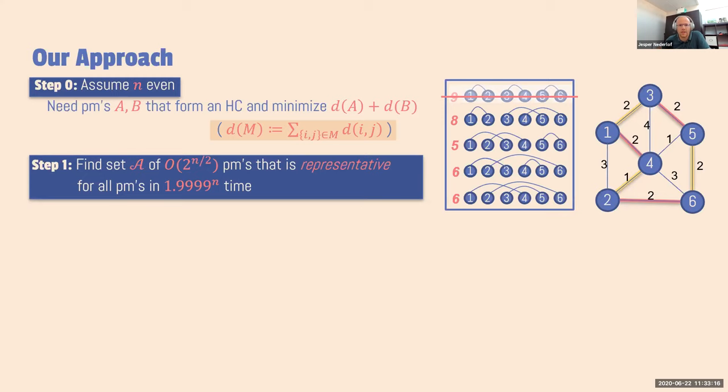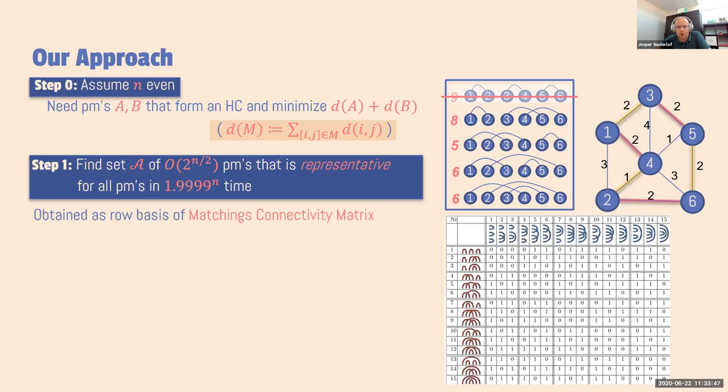So in this example, it turns out that we can safely disregard this first perfect matching and just ignore it. And it turns out we can still guarantee there will be a Hamiltonian cycle. This is actually something that was also done in previous work. And it turns out that you can find such a small family of representative matchings as a row basis of a certain matrix. This is the matchings connectivity matrix, a very important matrix in this work. So here's an example. It's indexed by all perfect matchings, and you put a 1 if the 2 perfect matchings form a single cycle.